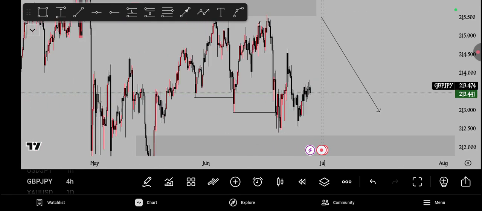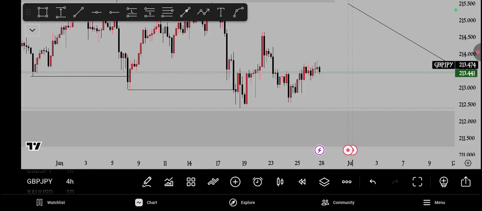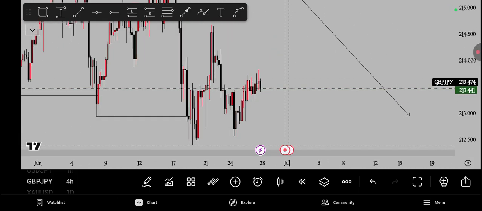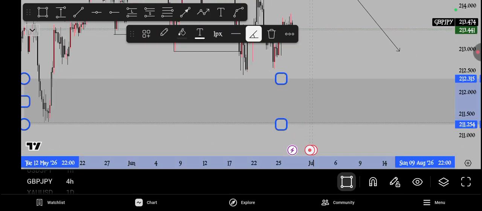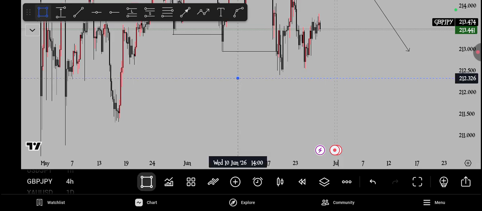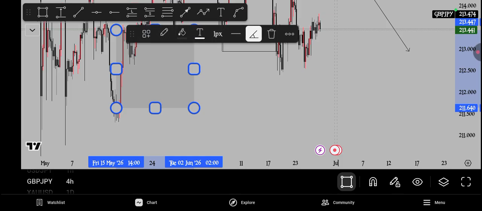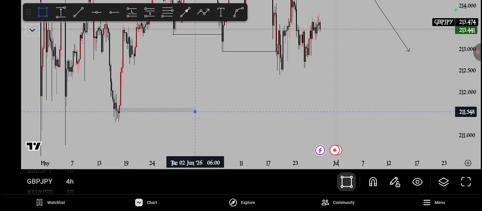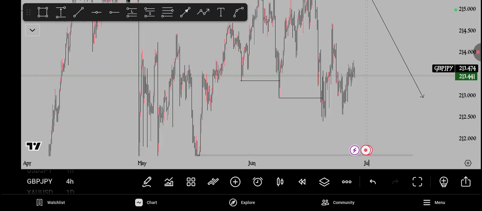So on GBP JPY we are bullish, but I have no point of interest yet. I will only wait for any reaction off of this refined demand, 4-hour refined demand. I'll only be waiting for price to get to this level. So I'm bullish on GBP JPY.